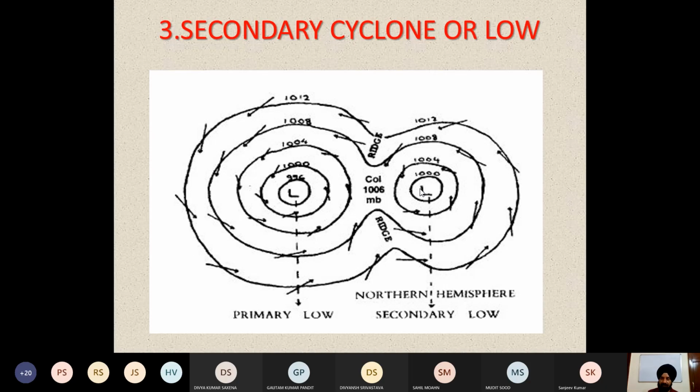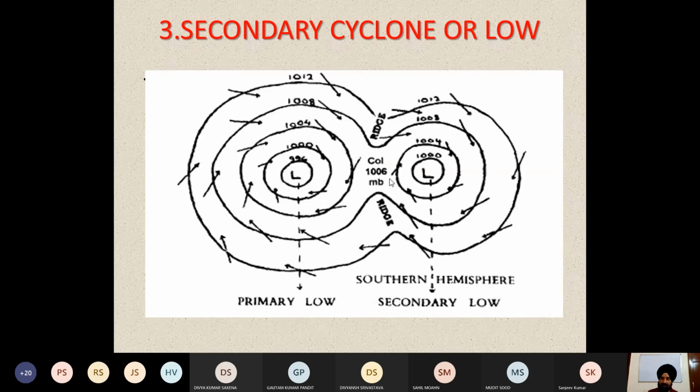And here you can see, the area between these two lows is normally known as the col, and on the other side there is a high pressure which is trying to jut out into this low pressure area. So this is also called the ridge. We will study this separately, but in this pattern also you can see this.